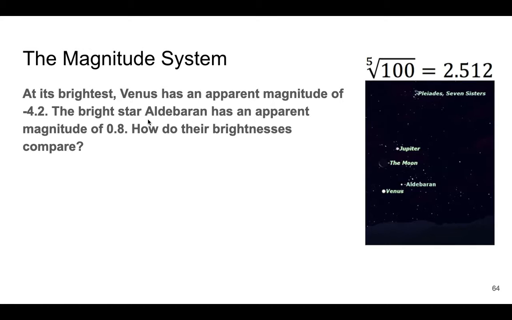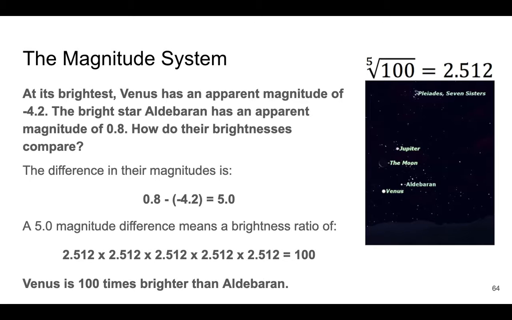So the bright star Aldebaran is a magnitude 0.8. So that is still a very bright star. How do their brightnesses compare? So what you do is you take their magnitudes, you find the difference, and the difference between 0.8 and negative 4.2 is 5, and then you plug it into this idea. So a 5 magnitude difference means a brightness ratio of the fifth root of 100 raised to the fifth power, which is 100. So that's telling you that Venus is actually 100 times brighter than Aldebaran.